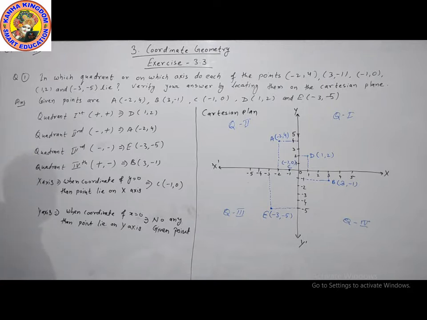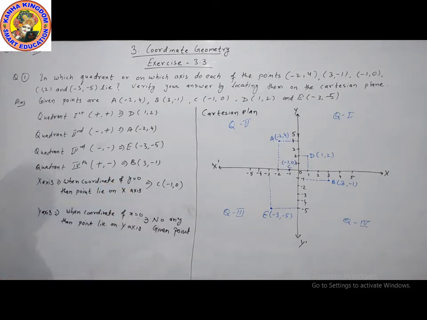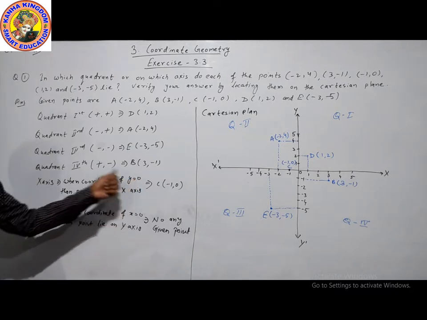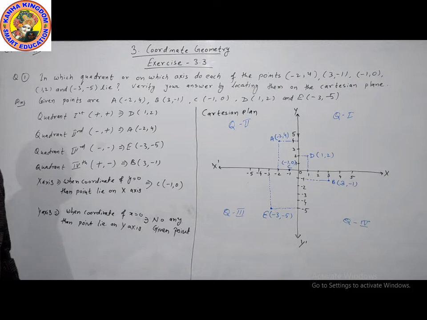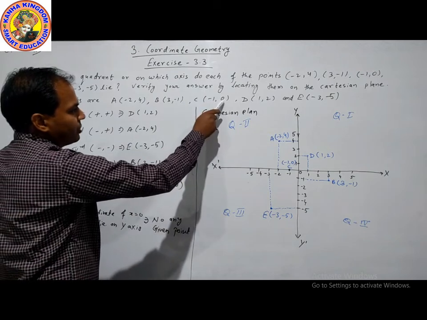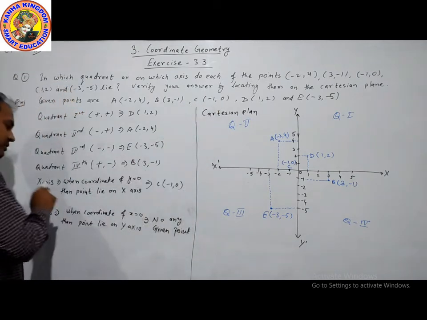Now, which point is on the x-axis and y-axis? For a point on the x-axis, the coordinate y is equal to 0. We have a point x comma y, and if y is 0, then the point lies on the x-axis. Searching for y equal to 0. Y is equal to 4, y is equal to minus 1, y is equal to 0. Here y is equal to 0. So, point C is on the x-axis.